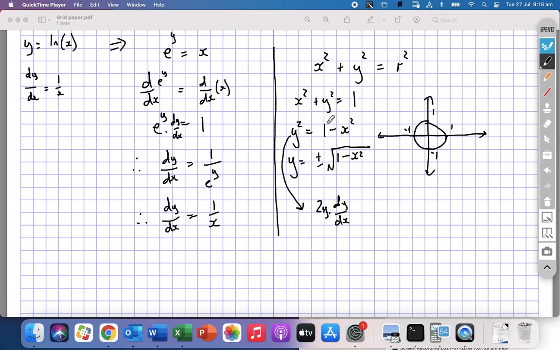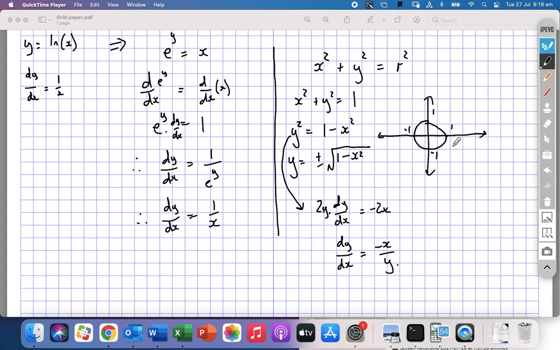Then over here you can do the derivative. The derivative of 1 is 0. The derivative of minus x squared would be minus 2x. And then you do some rearranging, and you get minus 2x on 2y, which is the same as minus x on y.